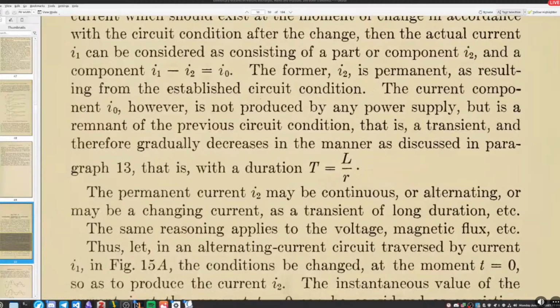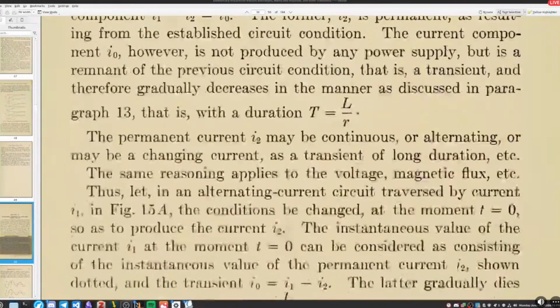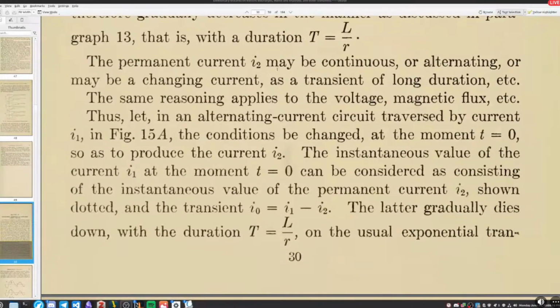The current component I naught, however, is not produced by any power supply, but is a remnant of the previous circuit condition, that is, a transient, and therefore gradually decreases in the manner discussed in paragraph 13, that is, with the duration of T equals L over R. The permanent current, I sub 2, may be continuous or alternating, or may be a changing current as a transient of a long duration, etc. The same reasoning applies to the voltage, magnetic flux, etc.